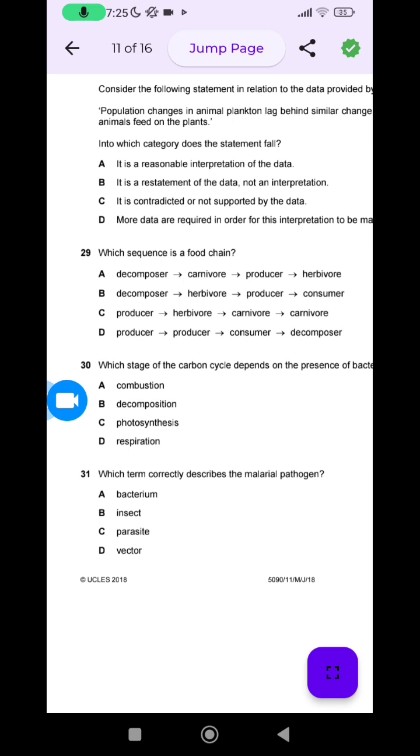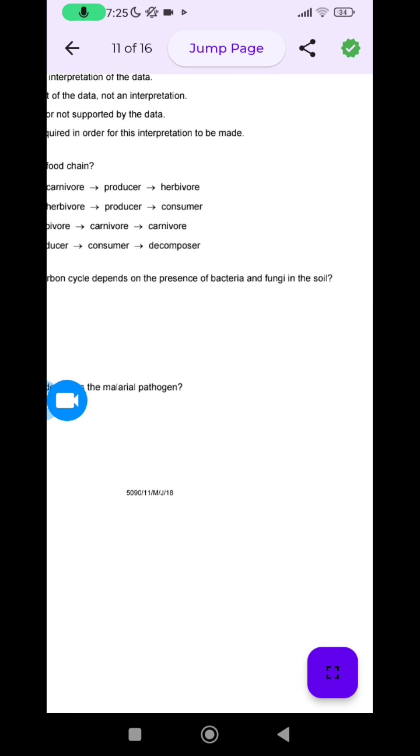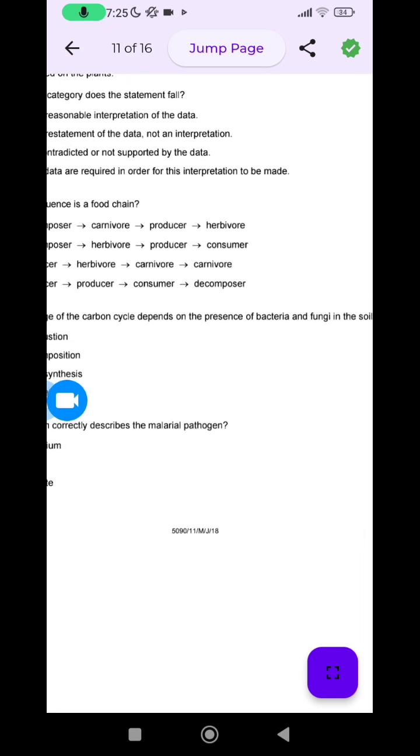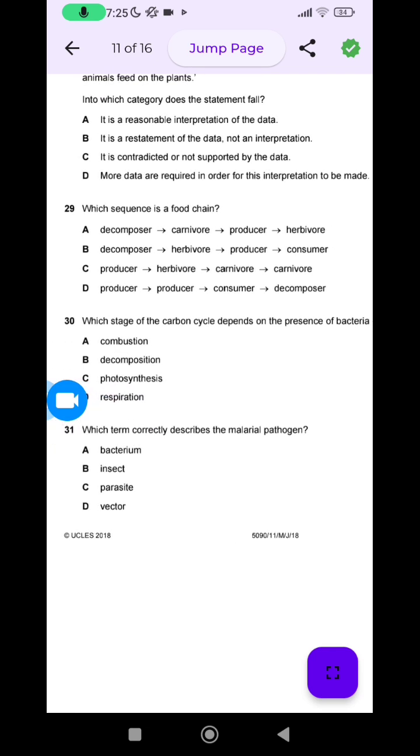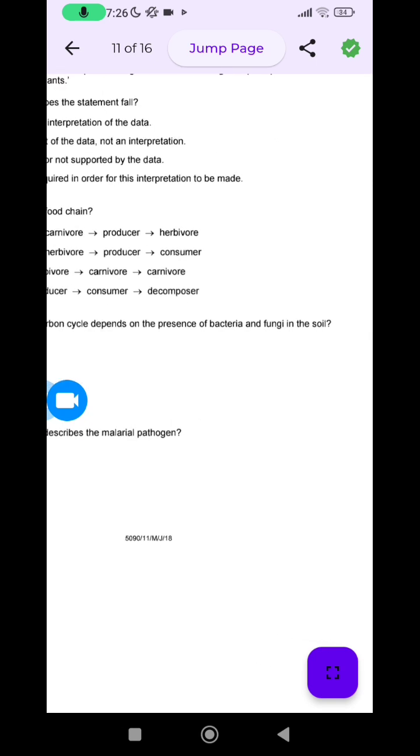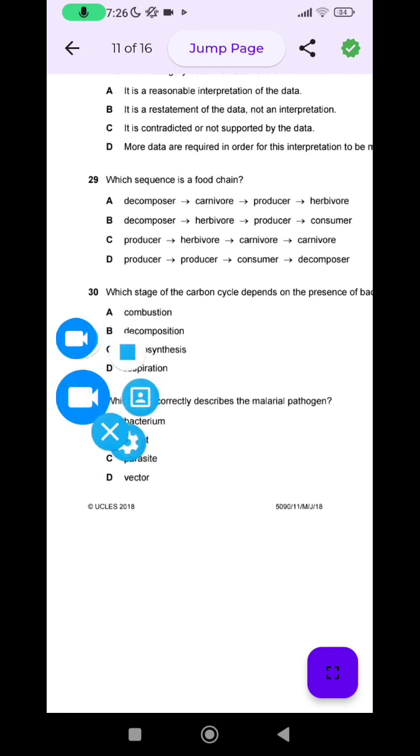the option number C. Which stage of the carbon cycle depends on the presence of bacteria and fungi in the soil? Now, the presence of bacteria and fungi result in decomposition, which returns the element carbon back into the environment. Decomposition will be the correct option because that is the process which occurs due to presence of bacteria and fungi in the soil. So B would be the answer.